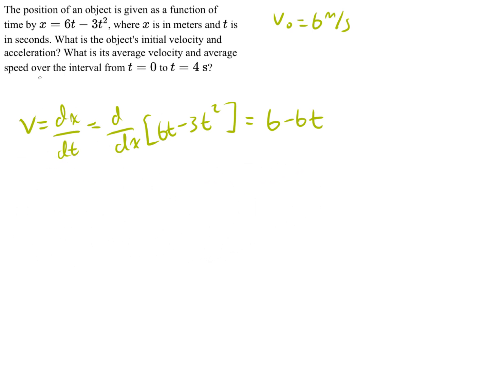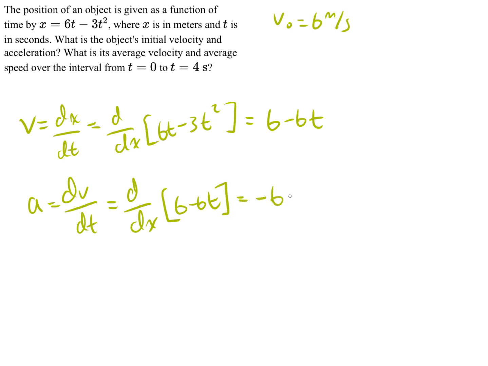Now we need to figure out the initial acceleration. Acceleration is the rate of change of velocity with respect to time, or the derivative of the velocity function. Or you can think of it as the second derivative of the position function. That would work too. Solving this, you'll get that the acceleration is simply minus 6 meters per second squared. And there's not even a function. It is not dependent on t.